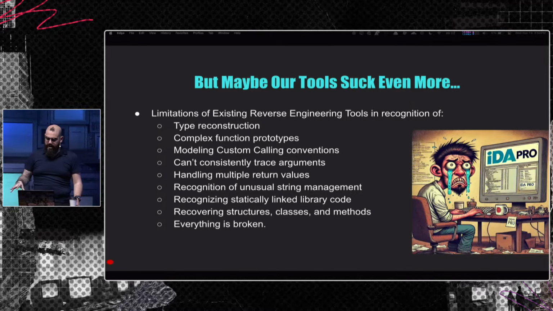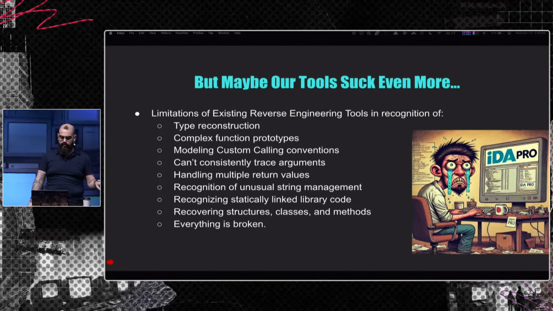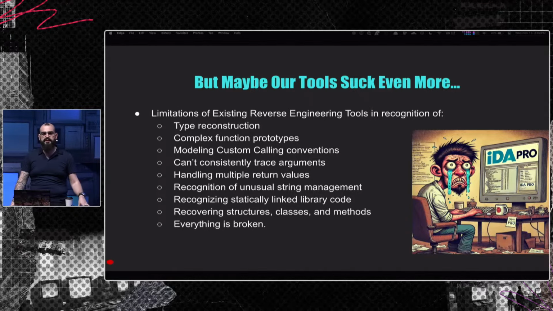They don't have a good time recognizing statically linked library code. You don't have a good time recovering structures, classes, methods. All of these abstractions, they're just very hard for our tools to manage. And most of the time, everything is just broken, right? If any of you have ever written any scripts for IDA Pro, how long did those last before they just started disintegrating into the wind?